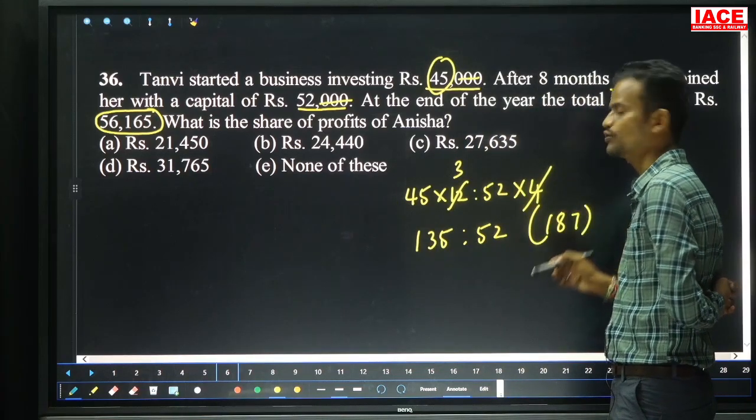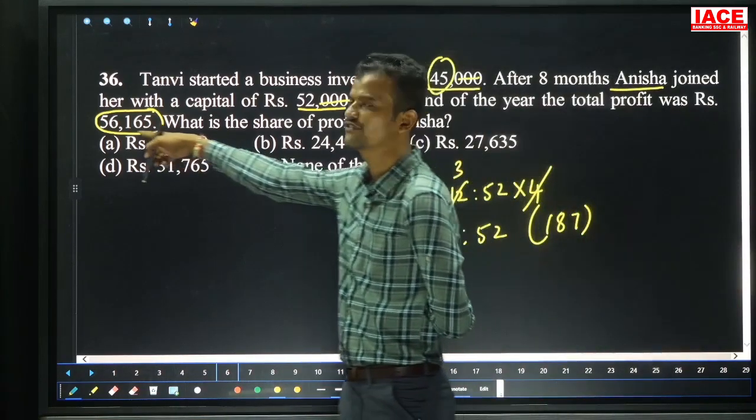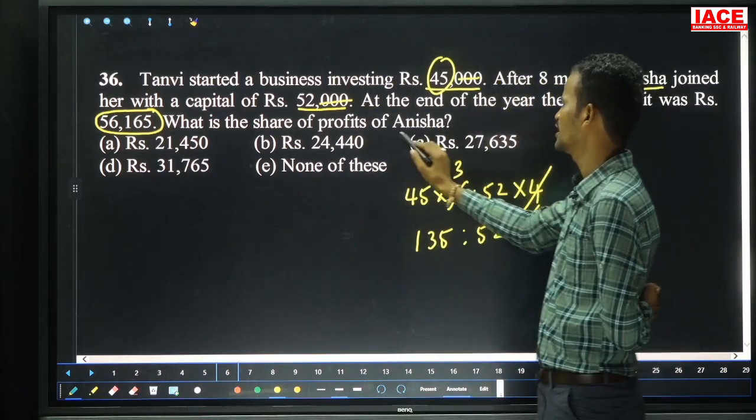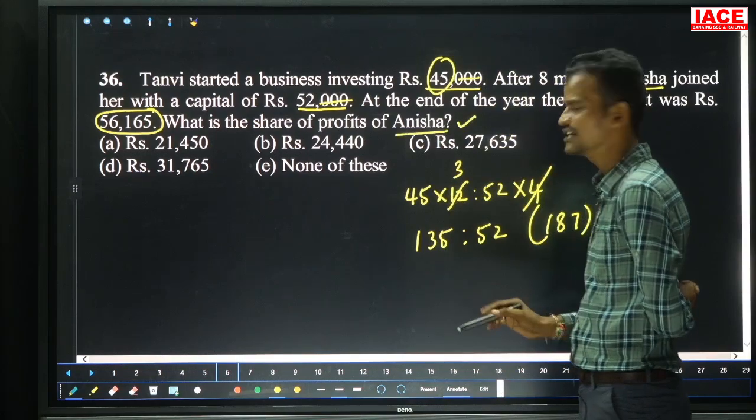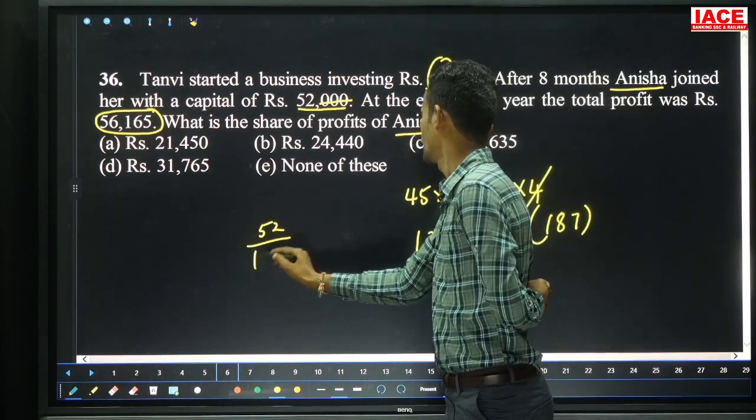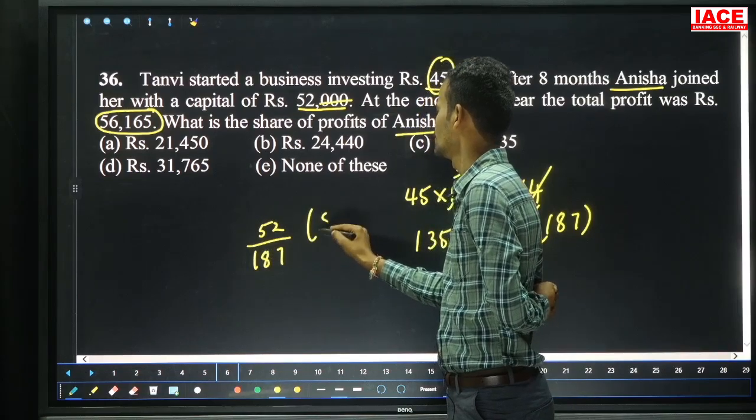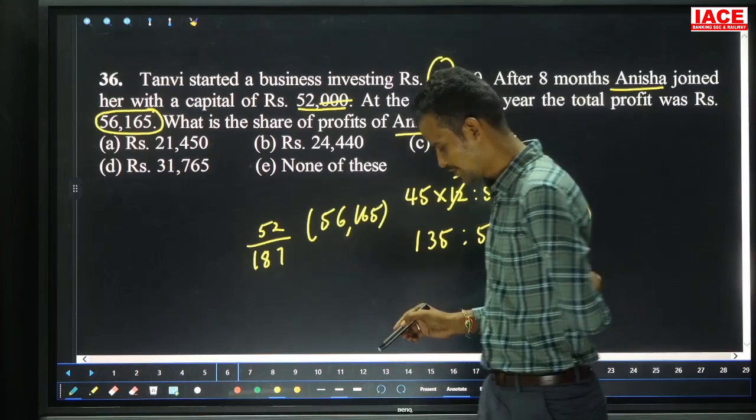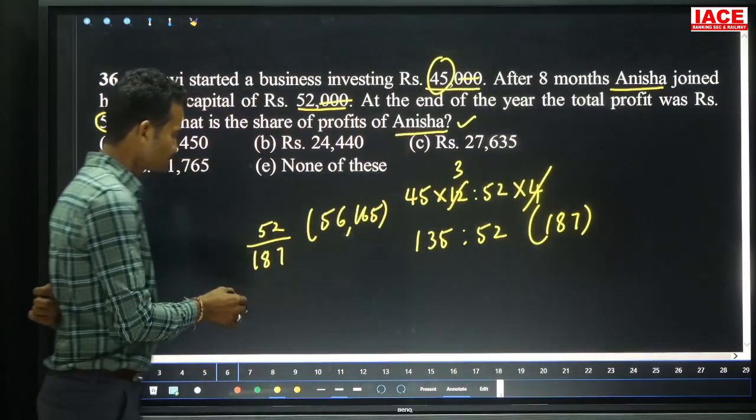187 is the total parts. But what is the total profit of two people? 56,165. But I required which value? Anisha's share. What is the Anisha value? 52 by 187 into 56,165. Okay. If you try to solve, listen, sir.